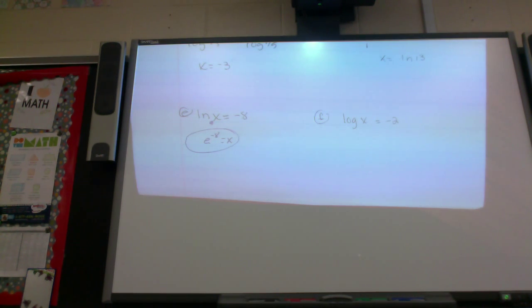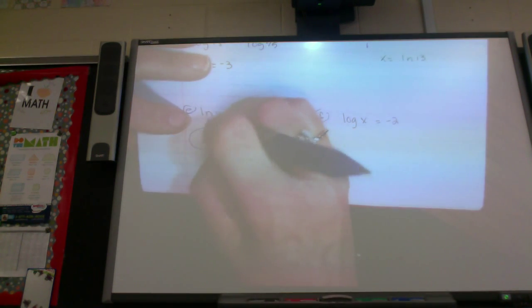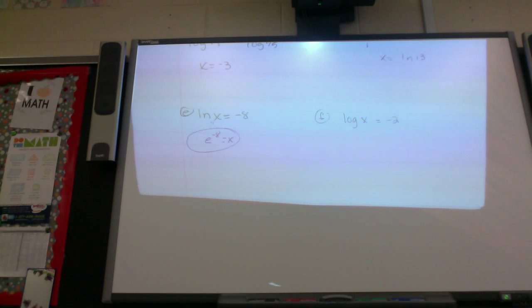So would you not solve that one either? Nope, that'll be decimals too. I want that one exact. How do you know that a is e? How do I know that this has a base e right here? Because ln does. The log base e of x is the same as the natural log of x. Okay.